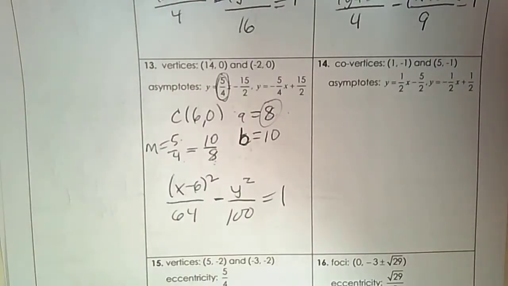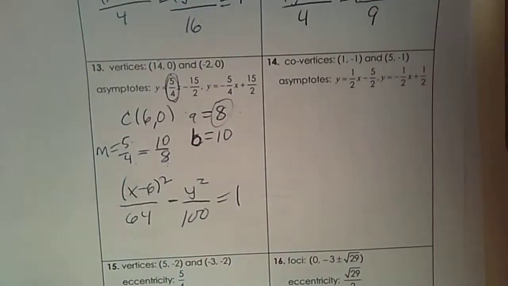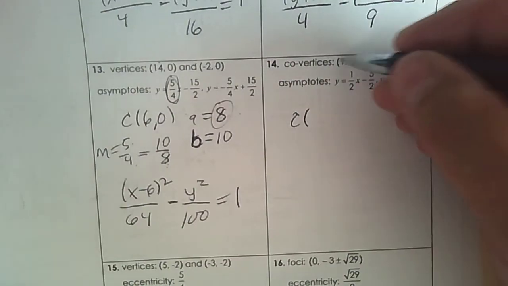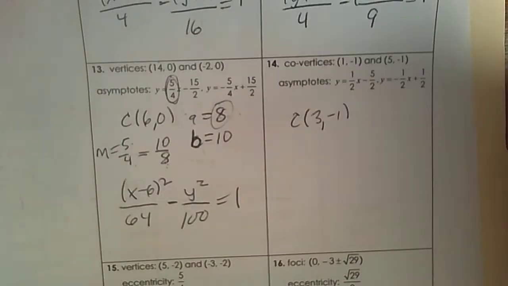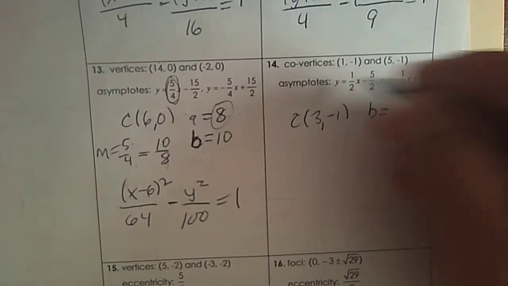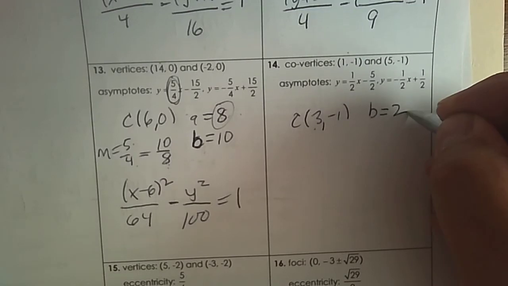All right, here's our last one for our lesson, number 14. The co-vertices are given. So what's the center? Add them. So 1 plus 5 is 6, divided by 2, and negative 1 didn't change. So our b, because it's co-vertices, goes from 3 to 1, which is 2.